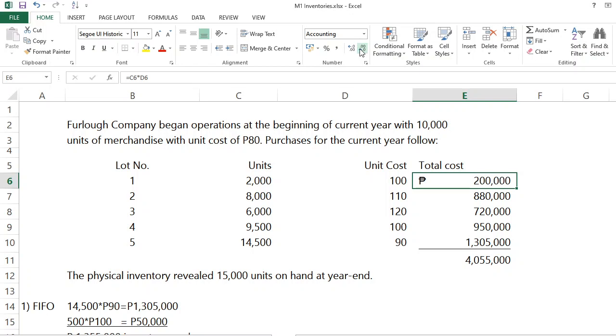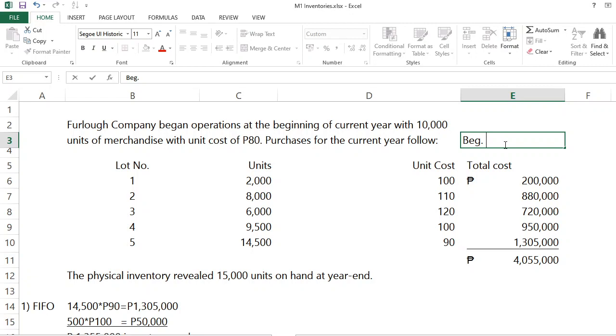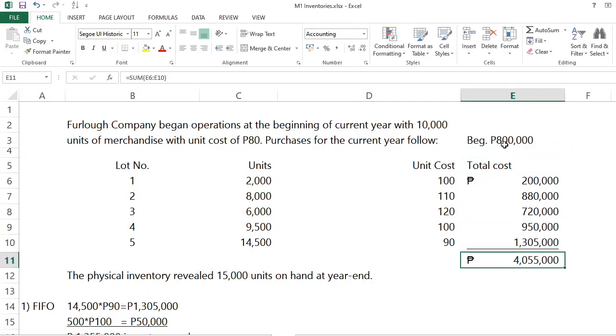But take note, you have a beginning inventory, right? So we still need to add it, because it is part of your goods available for sale. So, you have a beginning inventory of how much? How much was it? 10,000 and then 80. So, you have a beginning inventory of 800,000. Let's not be confused. I will put a peso sign so we don't get confused. That's 800,000. So, therefore, that's 4,055,000 plus your 800,000 beginning.